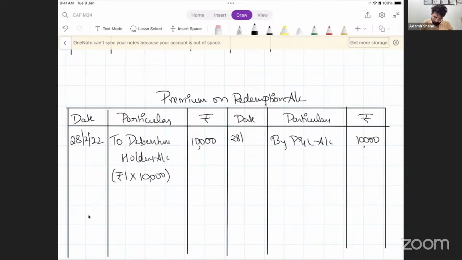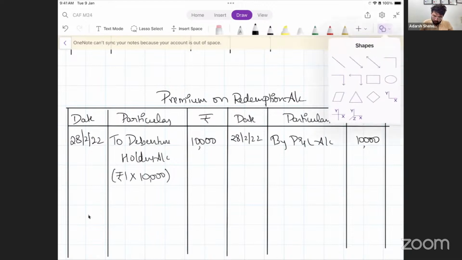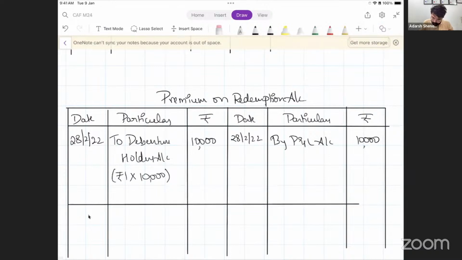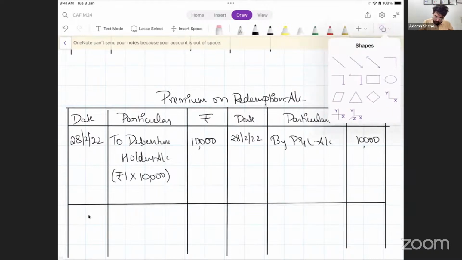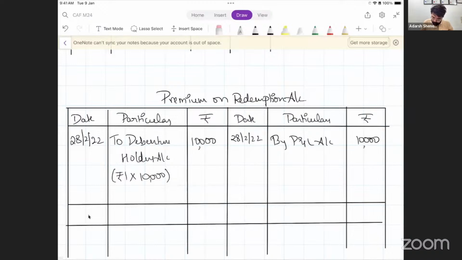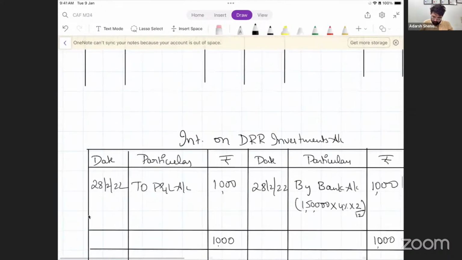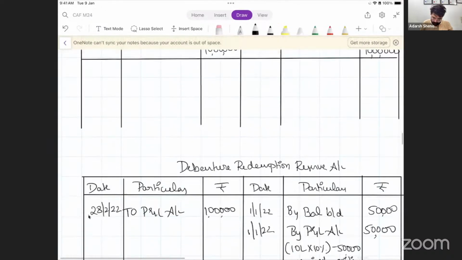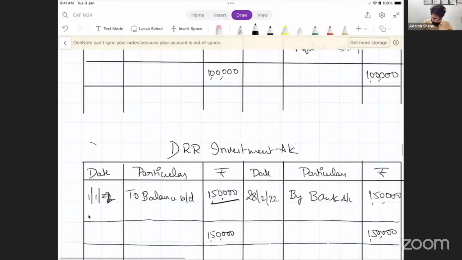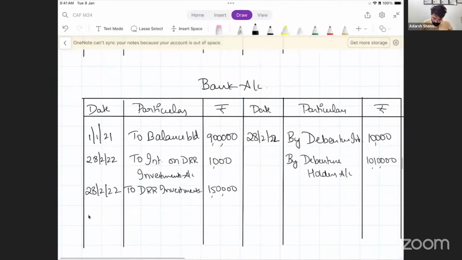See if any ledger is pending to be closed. All the journal entries have been posted. Now just look above to see if there is any ledger which is pending to be closed. Bank account is left to close. So let's close the bank account as well. There will be a balancing figure if there is money in it.